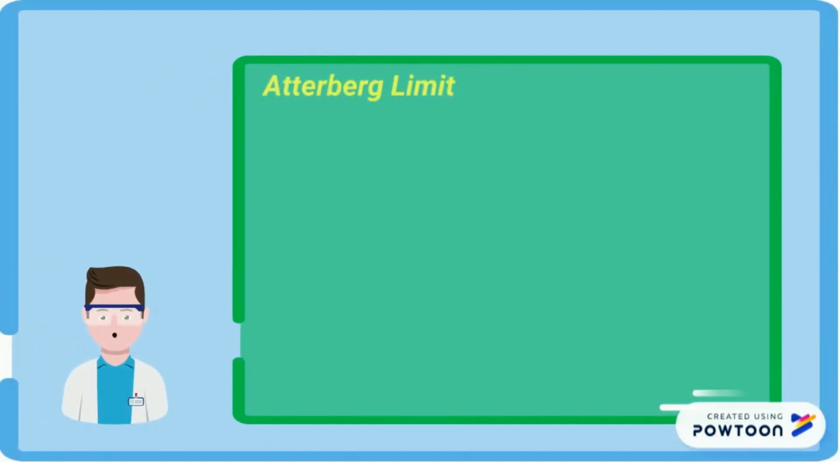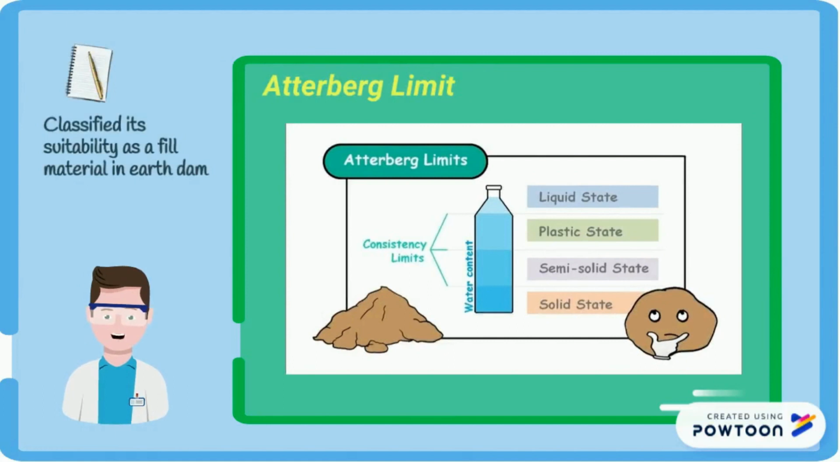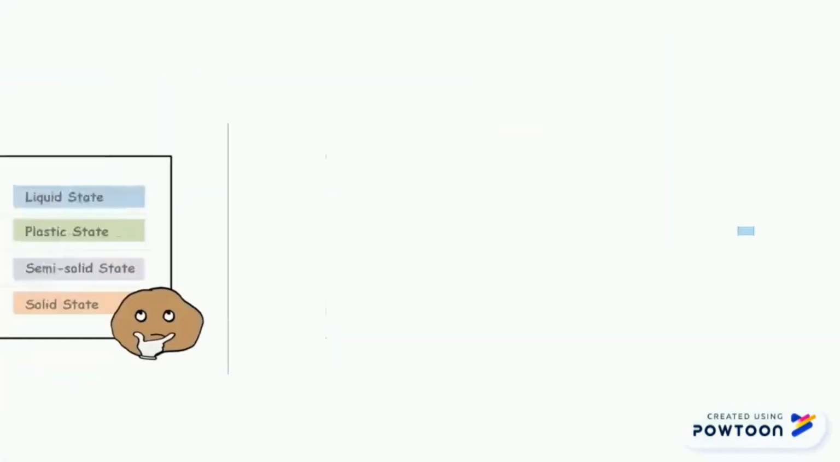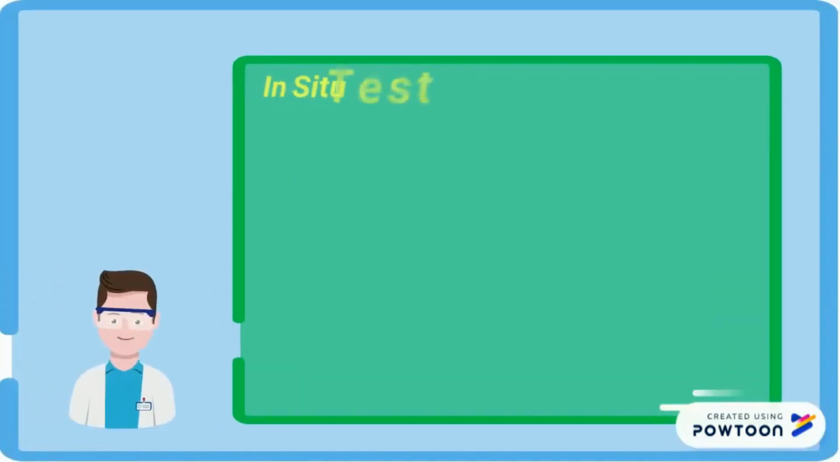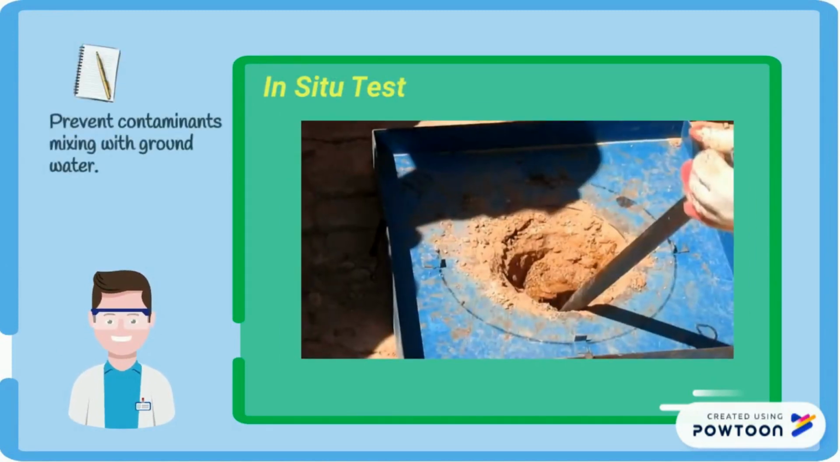Atterberg limits can be used to measure the plastic limit and liquid limit of soil to enable the material to be classified for its suitability as a fill material in earth dam. In situ testing can be used to determine the density or shear strength of soil, so as to prevent contaminants from the surface of earth dam entering the borehole and mixing with groundwater.